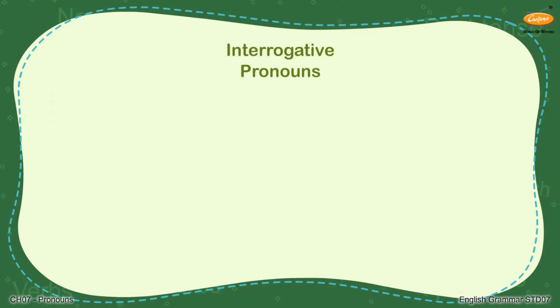In the last set of pronouns for this lesson, we will learn about interrogative pronouns. These are pronouns that are used to ask questions and they are followed by a verb. The interrogative pronouns are who, whom, which, what, and whose. Let us see some examples of these pronouns.